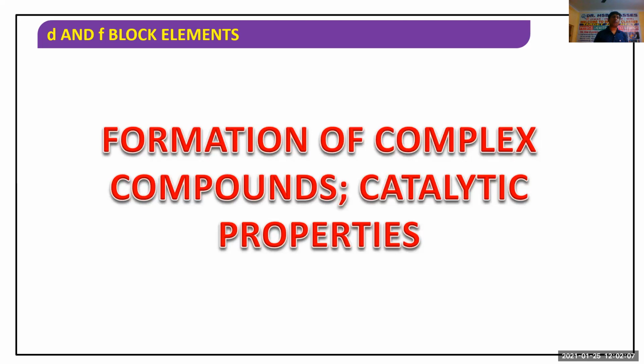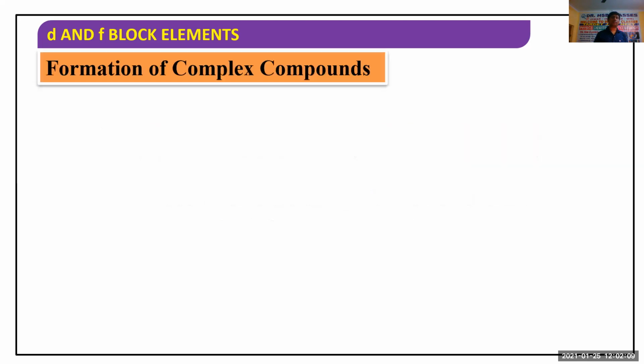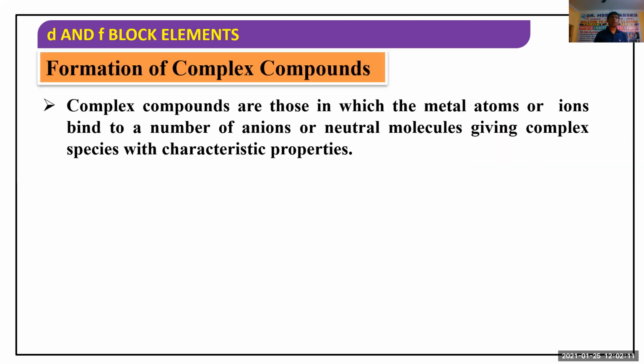Formation of complex compounds, catalytic properties. Complex compounds are those in which the metal atoms or ions bind to a number of anions or neutral molecules, giving complex species with characteristic properties.